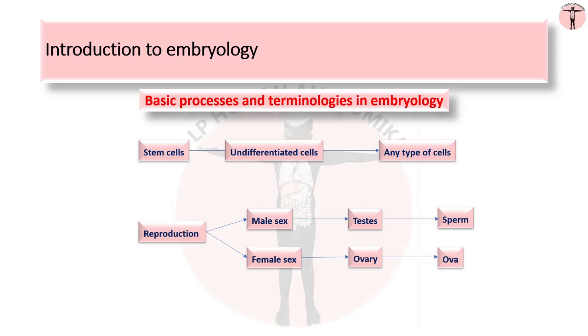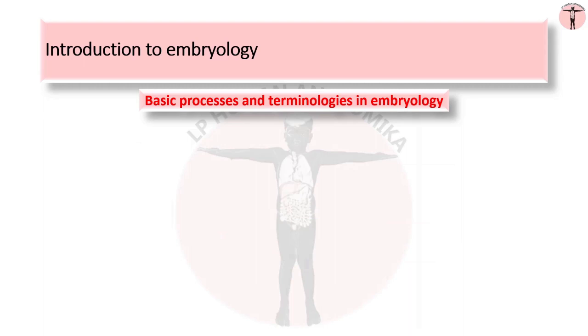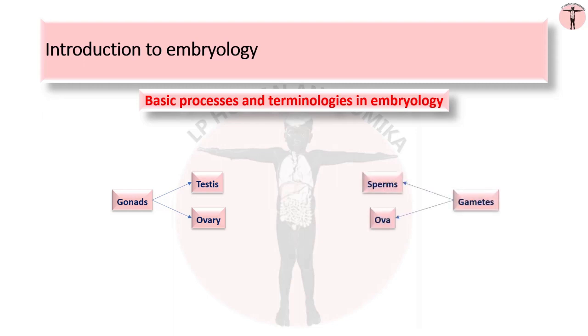in each sex. Note the difference between gonads and gametes. Gonads are the paired sex glands, testis in male and ovary in female. They are responsible for the production of gametes or sex cells, that is sperms and ova, from the primordial germ cells that carry out the special function of reproduction.